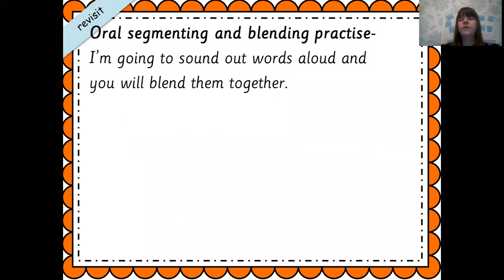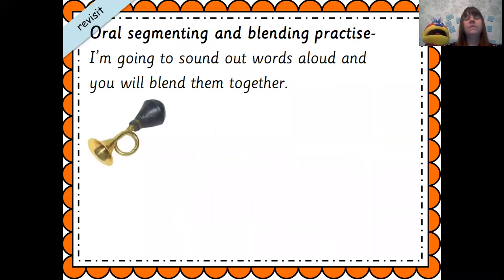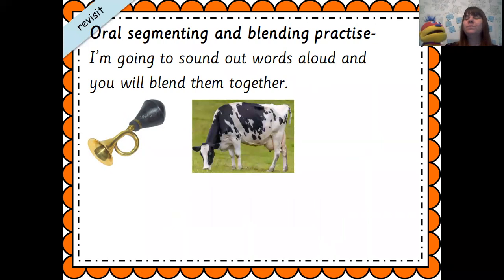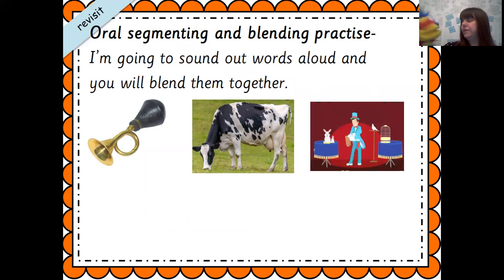My first word is or. What is my word? Or. Horn. My next word is ow. Ow. My word is cow. My next word is oh. Oh. My word is show. My next word is I.